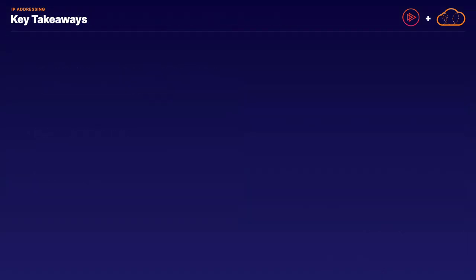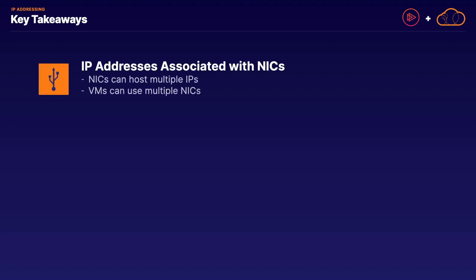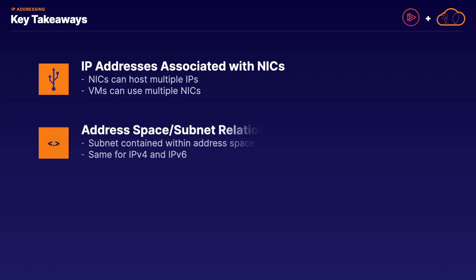Let's quickly cover our key takeaways from this lesson before we move on. We started off by learning that IP addresses are actually associated with a network interface resource on Azure, as opposed to being directly attached to the virtual machine itself, from which we learned that a network interface can host multiple IPs and virtual machines can have multiple network interfaces attached to them. We also revisited our relationship between address spaces and subnets. This is another one of those key topics we need to be familiar with, in which we learned that a subnet must be contained inside of the parent address space, and that requirement is true for both IP version 4 and IP version 6 addresses.